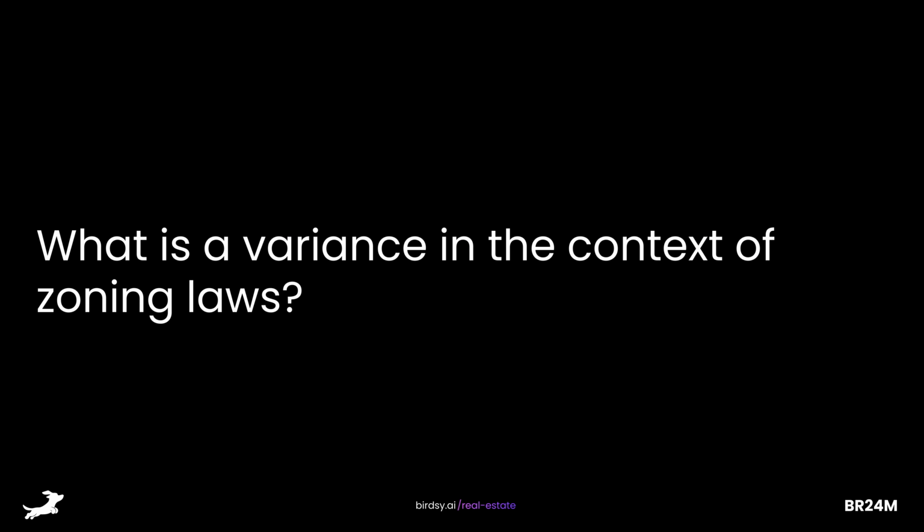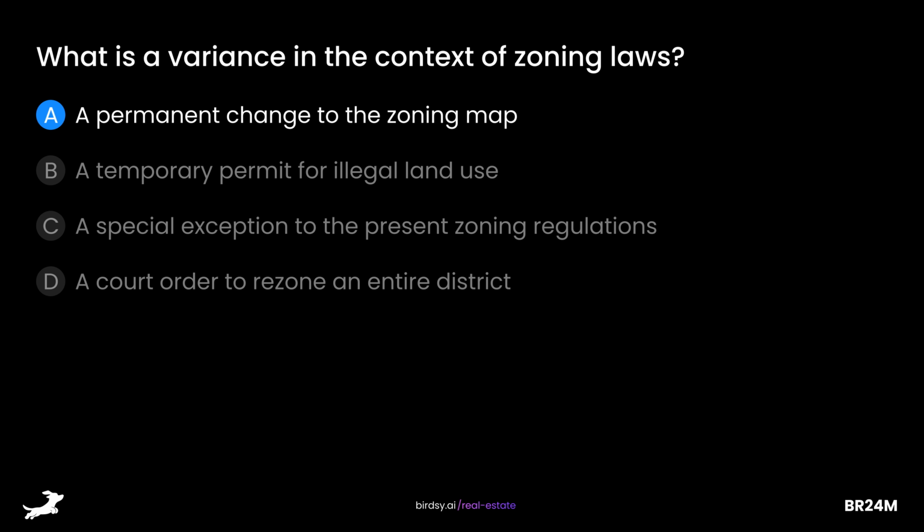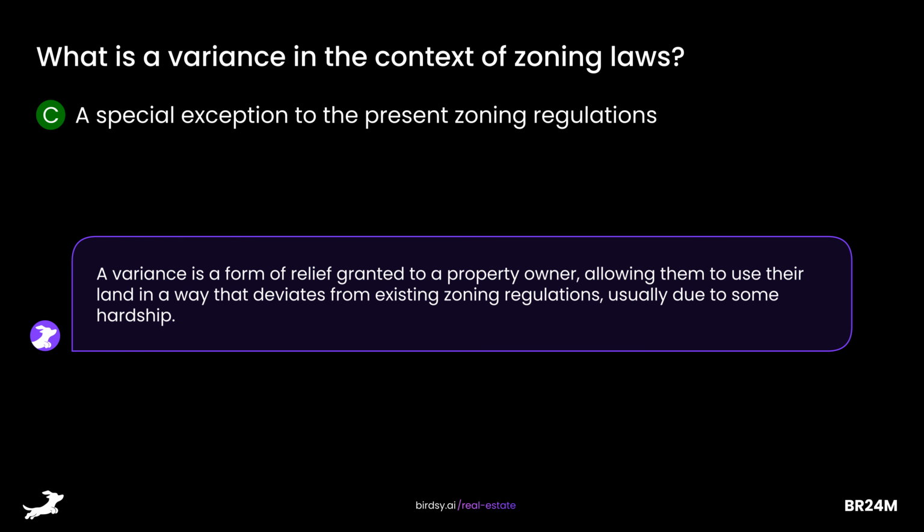What is a variance in the context of zoning laws? Is it A, a permanent change to the zoning map, B, a temporary permit for illegal land use, C, a special exception to the present zoning regulations, or D, a court order to rezone an entire district? The answer is C, a special exception to the present zoning regulations. A variance is a form of relief granted to a property owner, allowing them to use their land in a way that deviates from existing zoning regulations, usually due to some hardship.